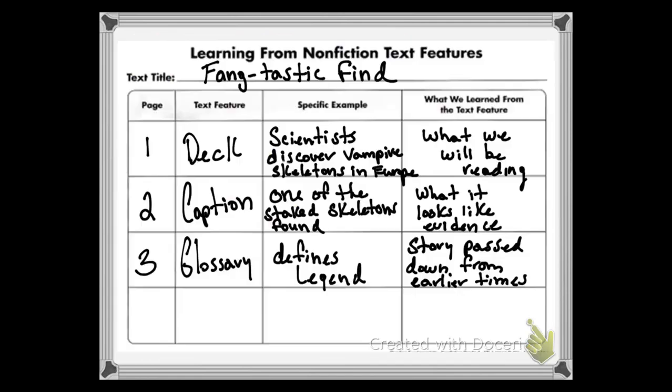Again, these are many different types of text features that we would find in a nonfiction article. All right, now we have to complete that graphic organizer, Learning from Nonfiction Text Features, and we need to give it the text title, which is another type of text feature. A Fang-tastic Find is the name of the article. One of the text features I chose was the deck. For a specific example, I'm just going to write from what the article said: Scientists discover vampire skeletons in Europe. And what did I learn from it? It tells me basically what we'll be reading in this article.